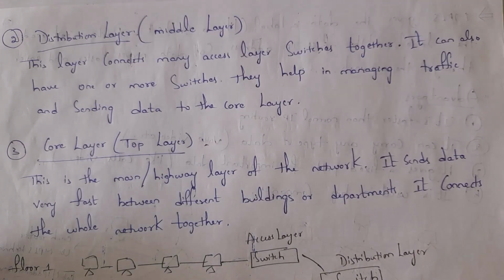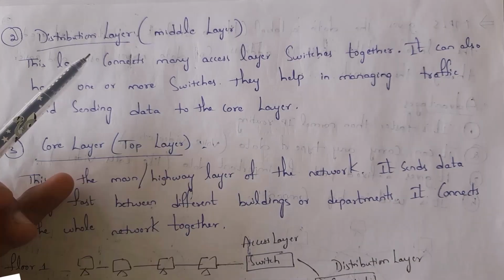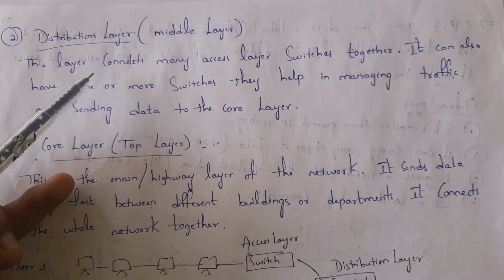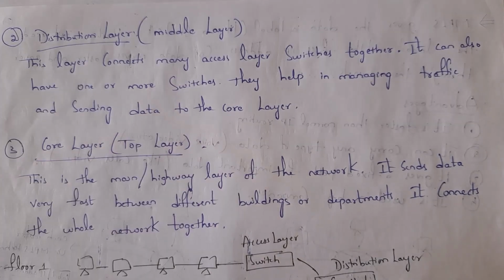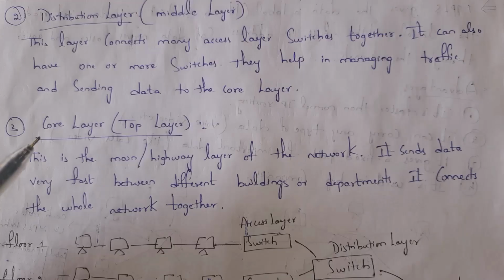And the second layer is the distribution layer. We also call it the middle layer. The distribution layer also contains one or more switches. All switches in the access layer are connected to the distribution layer switch. This middle layer switch is used to manage traffic. Distribution layer switches will send data to the core layer switch.